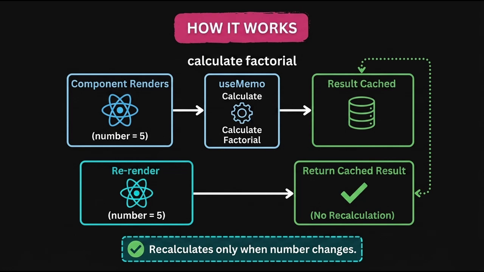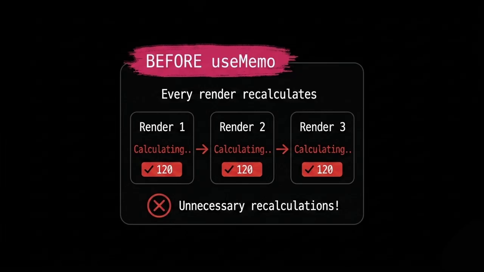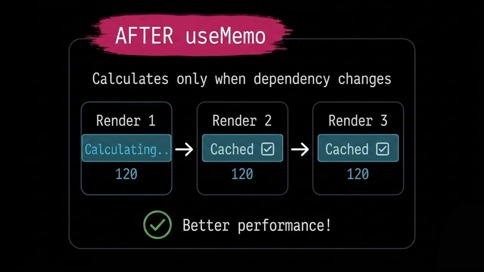How it works. Before useMemo, every unrelated UI change or re-render triggers the calculation loop again. Render 1, calculate. Render 2, calculate. Render 3, calculate. This wastes immense CPU power. After useMemo, if the component re-renders but the number dependency stays exactly the same, React skips the calculation and instantly serves the cached result from memory. It recalculates only when number changes.